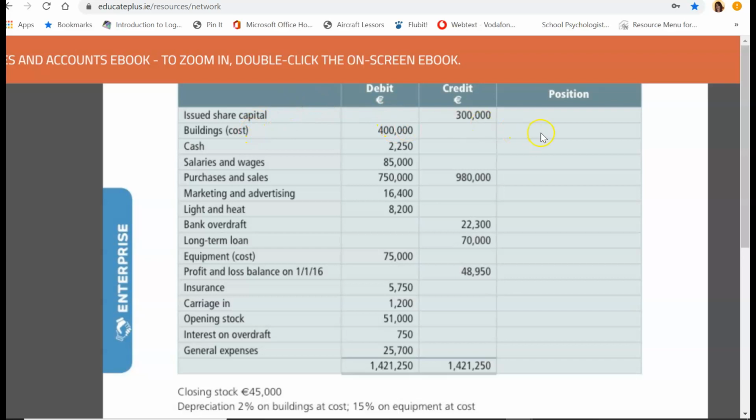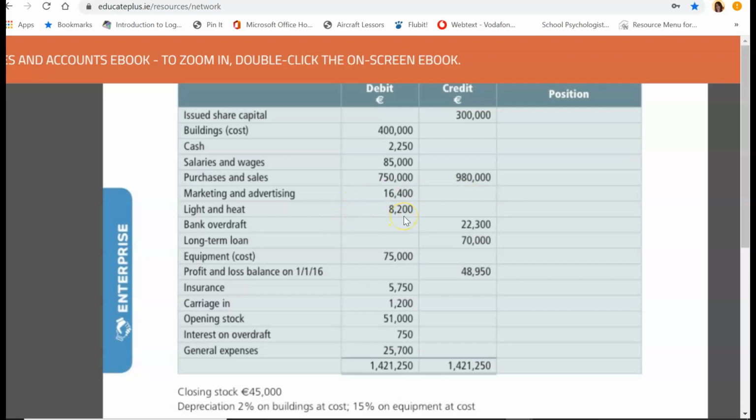Buildings go into the fixed assets section. Cash is always a current asset, so it goes into the current assets in the statement of financial position. Salaries and wages are considered an expense. So our expenses go in the income statement 2, the second part of your income statement. Sales and purchases, they go into the income statement 1, the very first part of the income statement. Marketing and advertising, they go into income statement 2 as they are an expense, and the same with light and heat, income statement 2 because they're an expense.